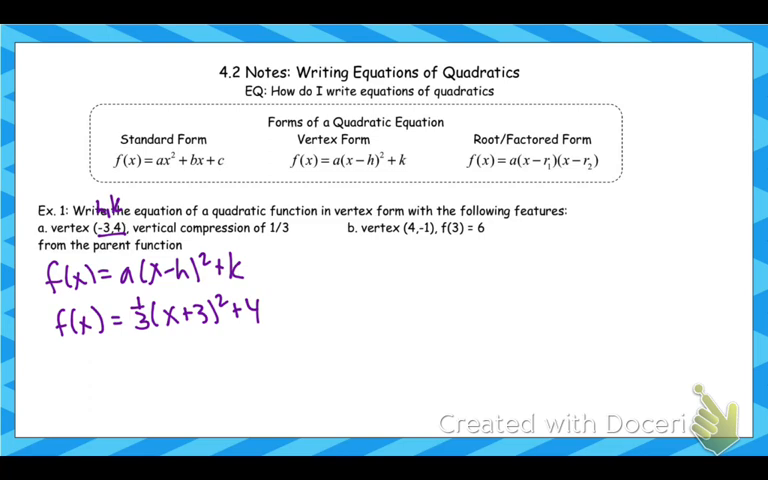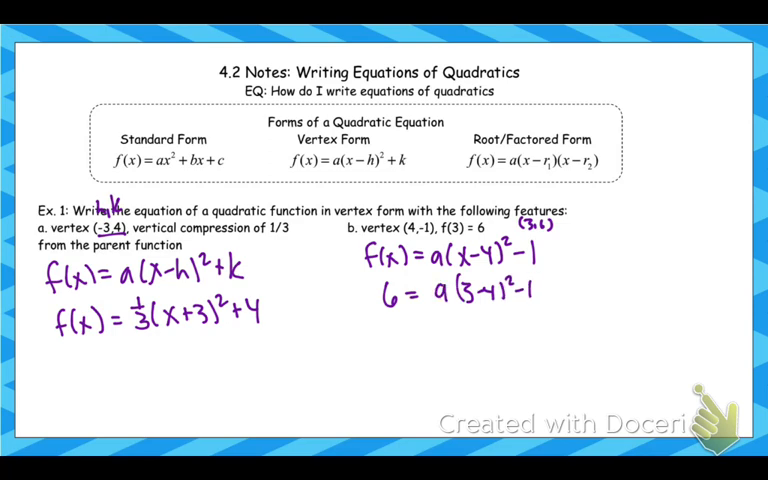All right, look at the next one. We know the vertex, but this time we don't know the a value. Instead, we're given some additional information to help us find the a value. So let's fill in what we know. a(x minus h) squared plus k. We don't know a. What we do know is that f of 3 is equal to 6. What that's telling us is that the point (3, 6) is on this graph. So when y equals 6, x equals 3.